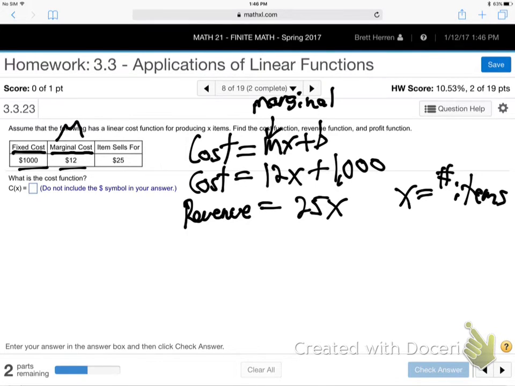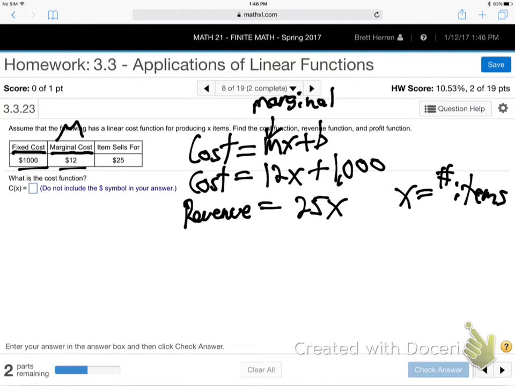So the cost function is what it costs the company. It's $1,000 fixed, that's like setup costs. And then $12 per item to crank them out, labor charge or materials. And then they sell them for $25 per item. So they're making a profit, but they've got to overcome their initial cost to get into the black, right?